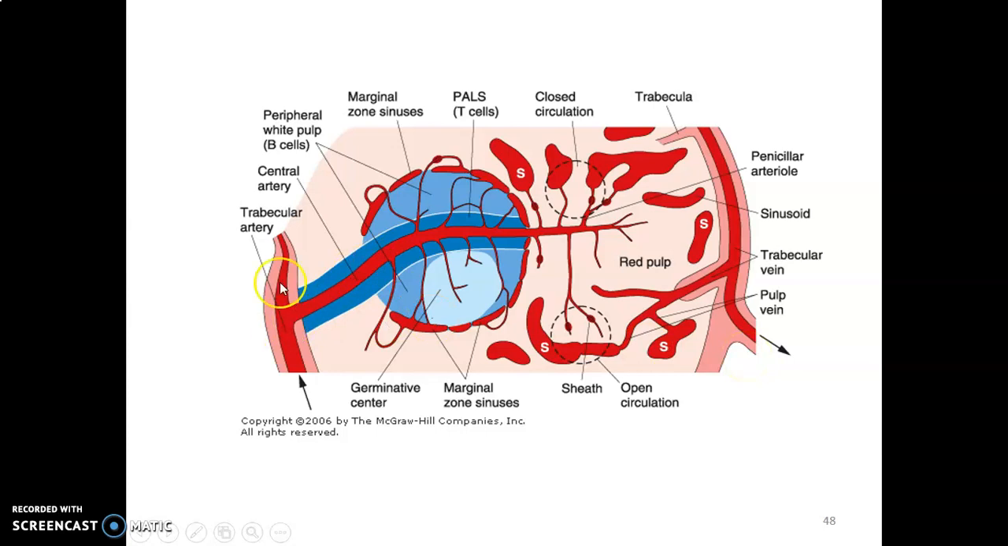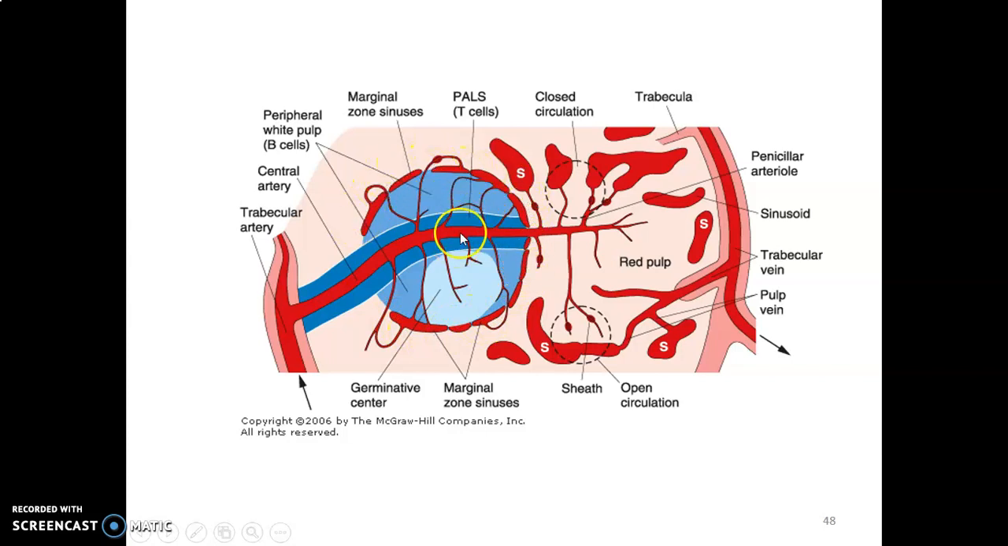So from splenic artery to trabecular artery to central artery, which forms penicillar arterioles. The T lymphocytes around the central artery form a periarteriolar lymphatic sheath before they thin out. The splenic artery gave this trabecular artery, and the trabecular artery gave out a central artery. The central artery is surrounded by T lymphocytes, so this is your periarteriolar lymphatic sheath. Around it you have an aggregation of B cells, which forms our lymphoid nodule. This nodule has a marginal zone with sinuses, endothelial-lined channels of blood.